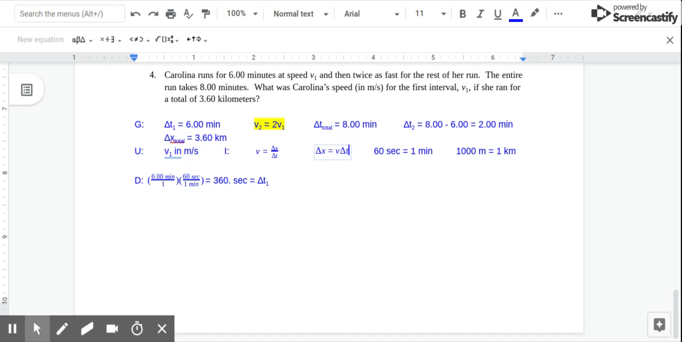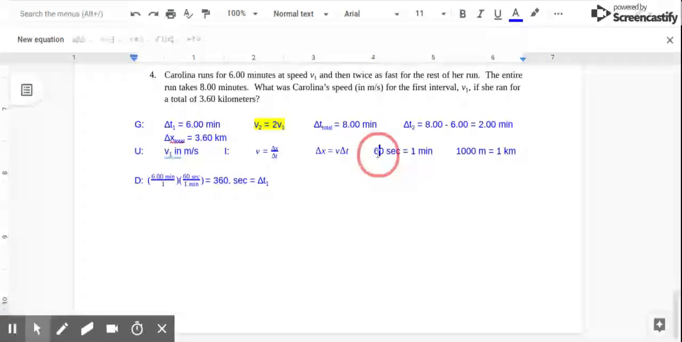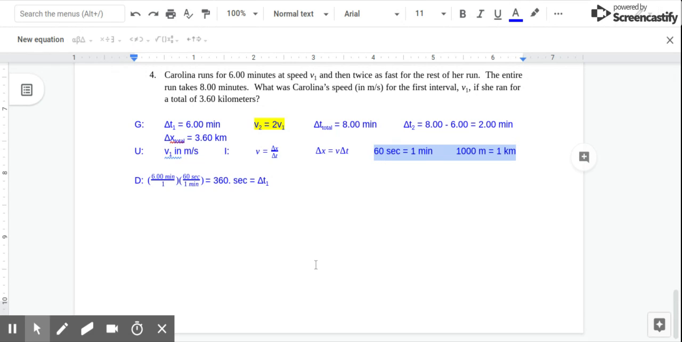I'm really actually going to mostly use change in X equals V times change in T. And you have to write down, this is where your conversion factors go. So I knew what conversion factors to put down because I knew that I needed meters and seconds, but I had kilometers and minutes. So I wrote down seconds to minutes, 60 seconds equals 1 minute. Then I wrote down meters to kilometers. Both of these you guys need to have memorized. So you need to know both of these for the test and moving forward.